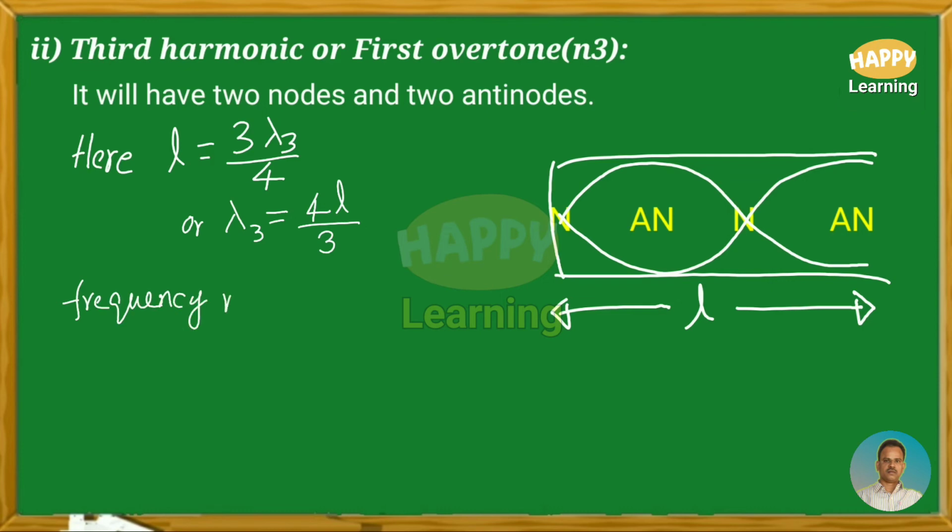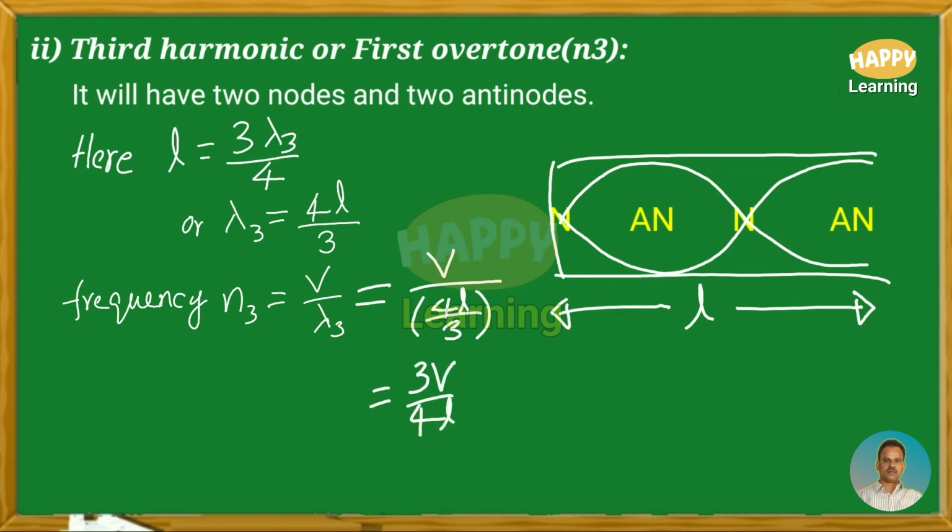Frequency N3 is equal to V by lambda 3. That is equal to V by 4L by 3. In place of lambda 3, substitute the value 4L by 3. Then this 3 can be taken to the numerator. That is equal to 3V by 4L. But V by 4L is equal to N1. Therefore, we can write N3 is equal to 3N1. Let it be equation number 2.